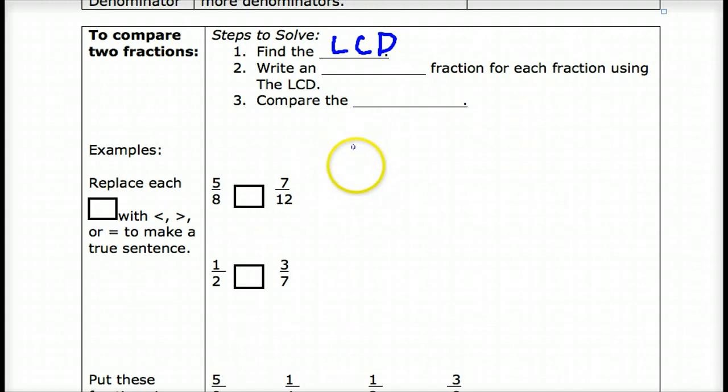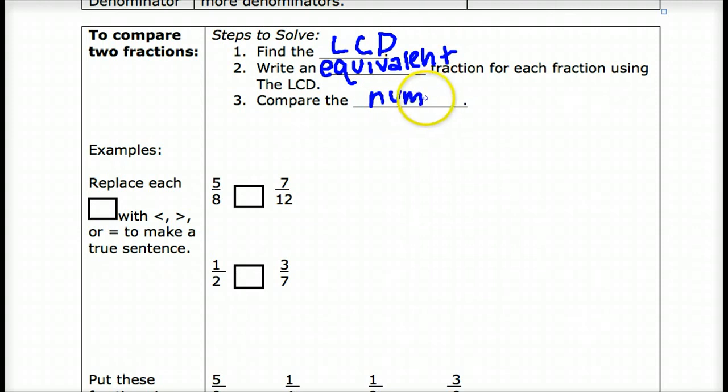Next is to write an equivalent fraction. We know that equivalent fractions are equal. And we're going to write an equivalent fraction for each fraction using the LCD that we found. And then we are going to compare their numerators. Now remember, the numerator is always going to be the top number of a fraction.